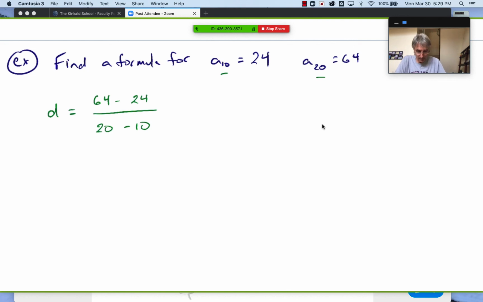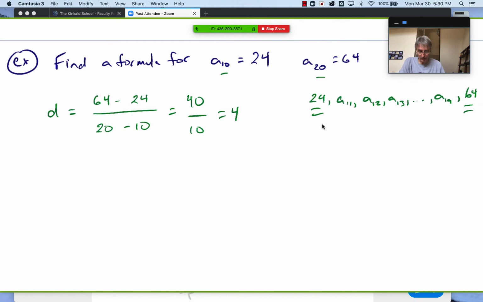And so 64 minus 24, so there's some sequence where there's like a 24 and then there's a sub 11, a sub 12, a sub 13, dot, dot, dot, a sub 19, and then 64. And so I don't know what those are. So I'm subtracting 64 minus 24 to get 40. And then the 20 minus 10 is saying that there were 10 D's that were added in between the 24 and the 64. And so 1D equals 4.